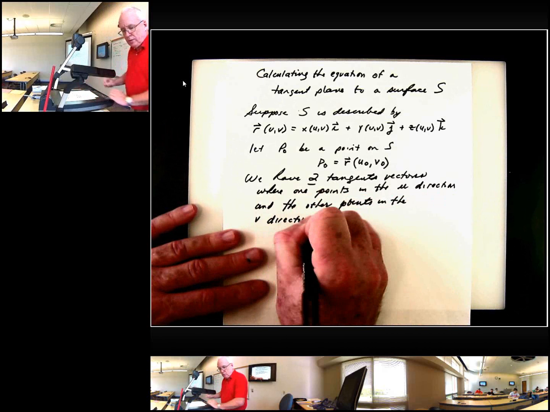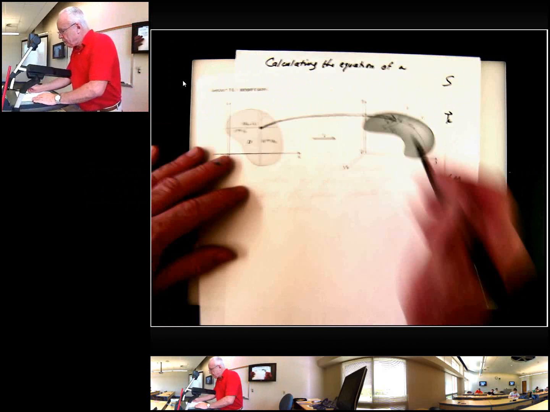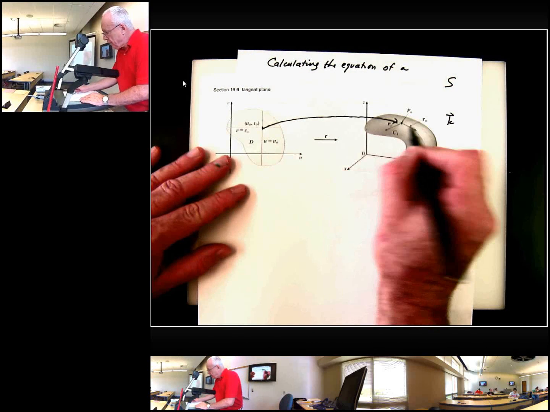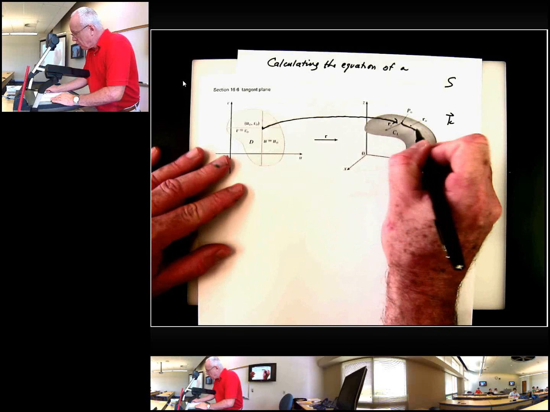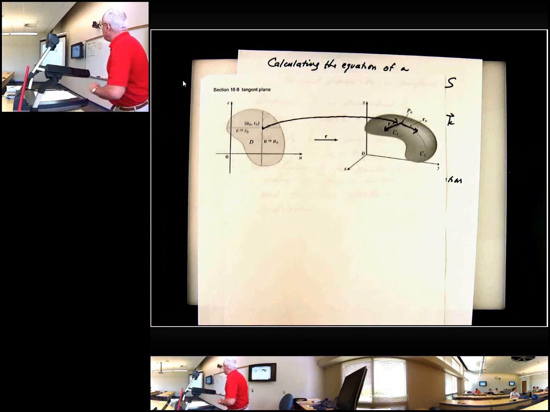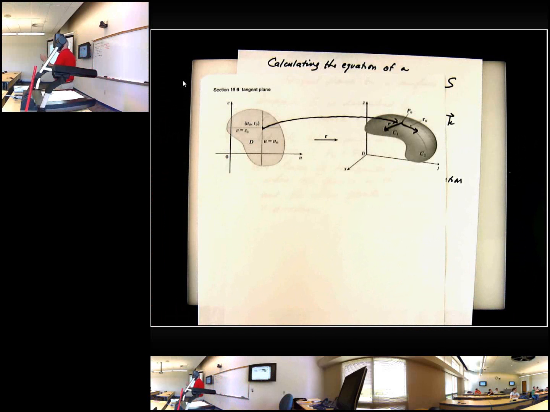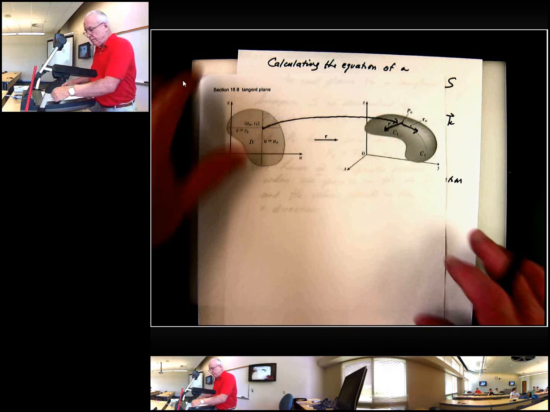Okay. And again, I had shown that we've got our point. Here's, say, the one vector in the u direction. Here's the one in the v direction. And how we get these, those are tangent vectors. How we get them is just by taking the partial derivative first with respect to, say, u, and then with respect to v of our vector function.